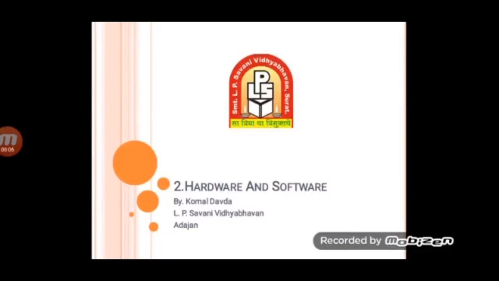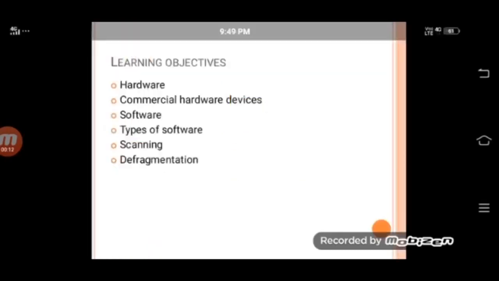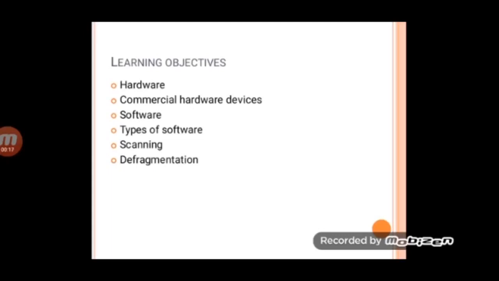Today we start the second chapter, hardware and software. In this chapter, we will discuss the hardware, commercial hardware devices, software, types of software, scanning and defragmentation.